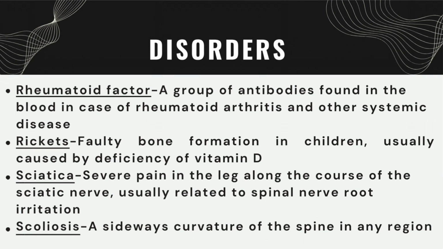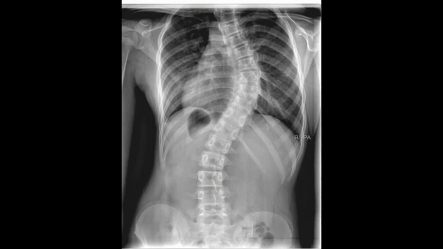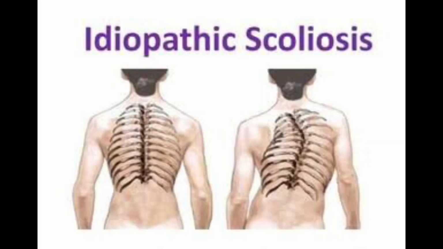Scoliosis. Scoliosis is a sideways curvature of the spine in any region. There are many types of scoliosis, and idiopathic scoliosis is the most common of them all. Idiopathic scoliosis can develop in children to adolescents during their growth spurt.